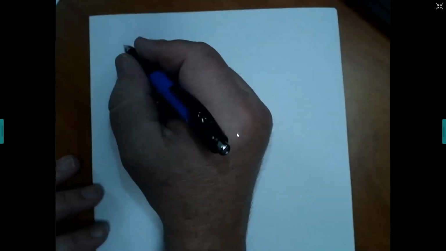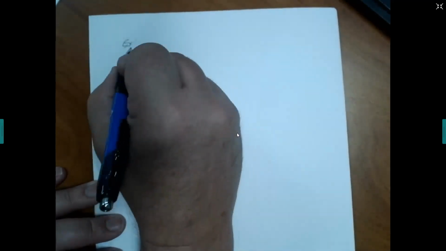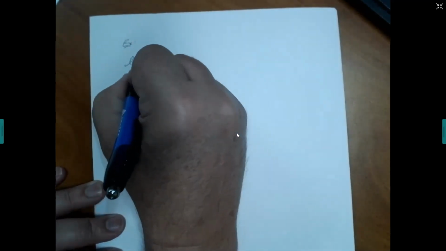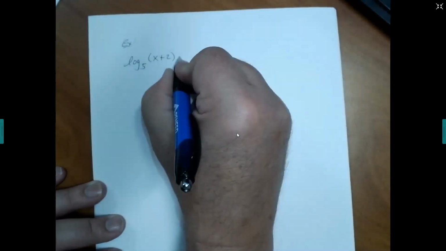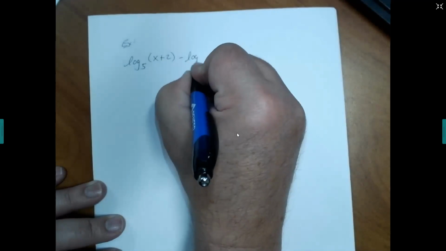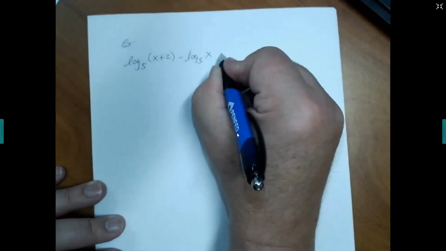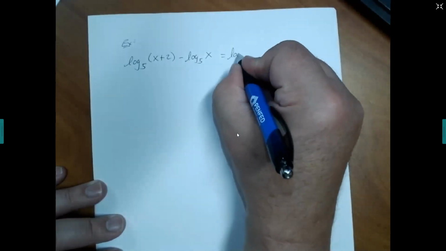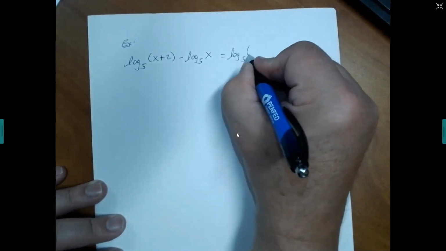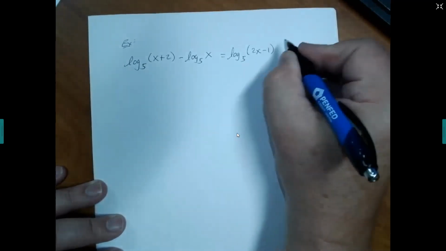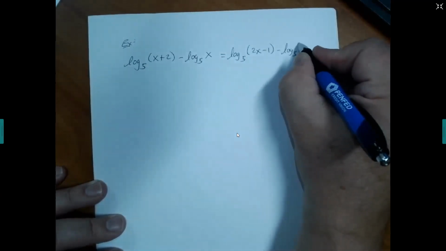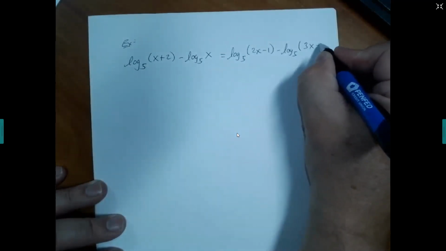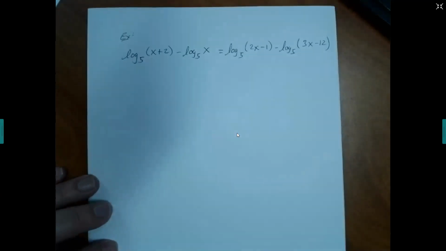Okie doke. Let's make a bigger one. Log base 5 of x plus 2 minus log base 5 of x equals log base 5 of 2x minus 1 minus log base 5 of 3x minus 12.